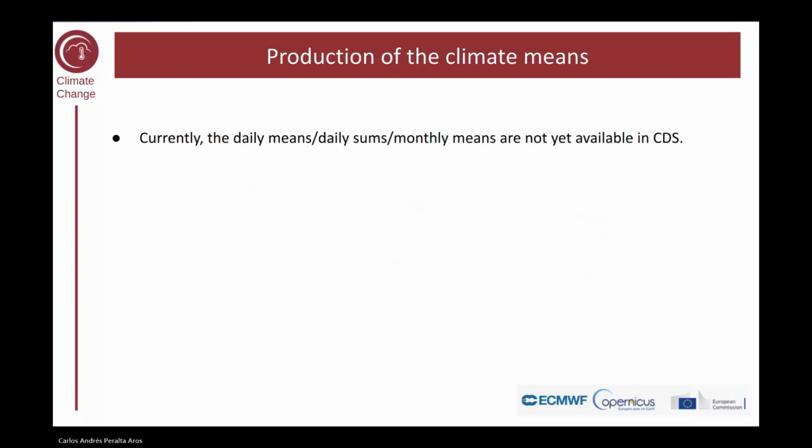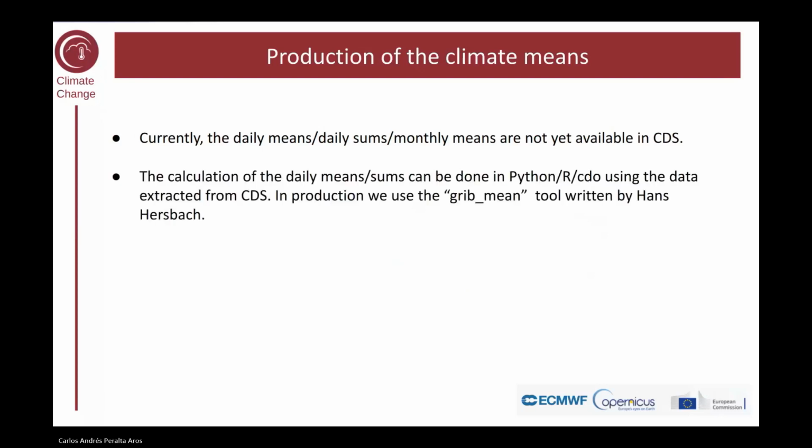So for the actual production, the data is not yet available in CDS. And the calculation, as Semyon demonstrated this morning, can be easily done in Python, R, or CDO using the data extracted from CDS. But in the production, we use grid files, and then we use the grid mean tool written by Hans Herfeld and easy codes. So it's everything in grid format.